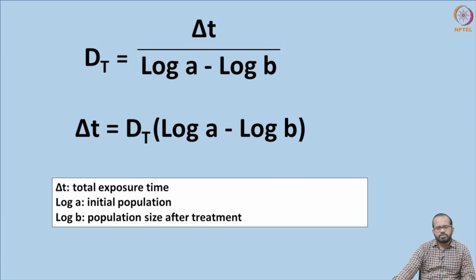From this equation, you can cross multiply it, and if the D value is already known, we can find out the delta T value, the time required for that particular D value. Then delta T is equal to D value into log A minus log B. So using this equation, we can find two values: the change in time required for bringing down a logarithmic scale reduction, or the D value of that microorganism if it is heated for that particular time. All this happens at a constant temperature. That is what we need to keep in mind. Delta T, as already explained, is the total exposure time. Log A is the initial population. Log B is the population size after the thermal treatment.